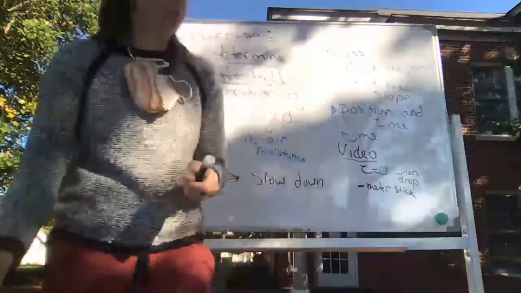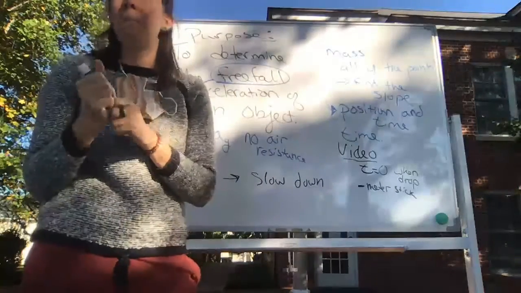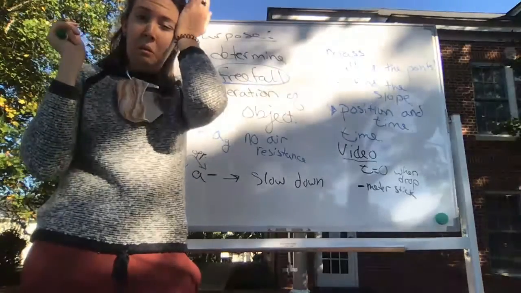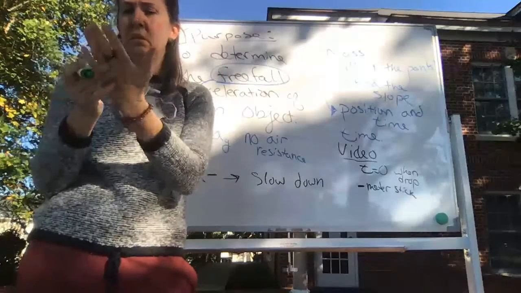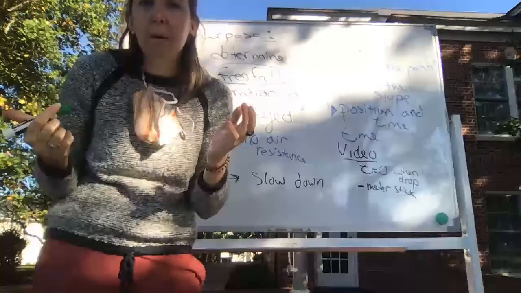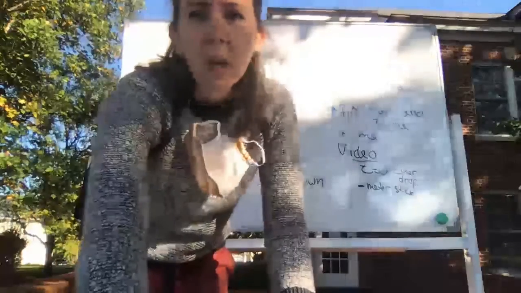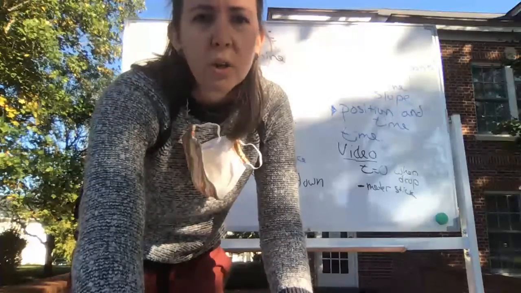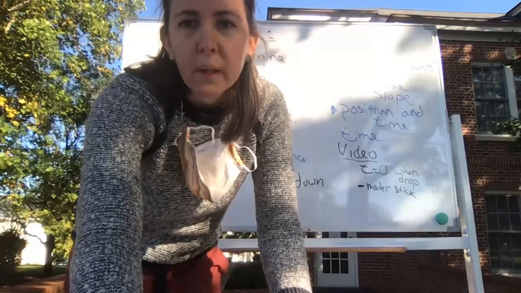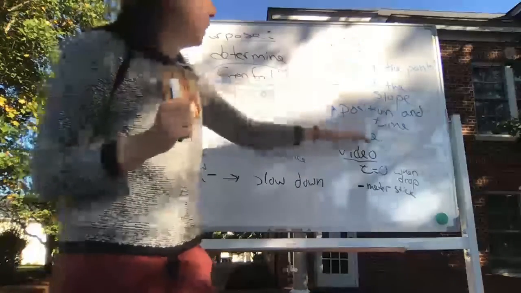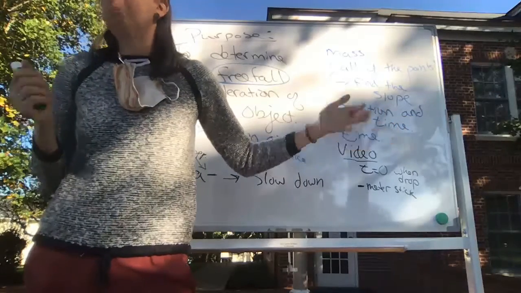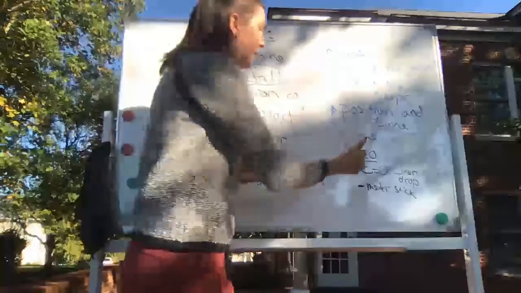What's another way that you could get the position and time? We did it already this week. Motion detectors. Yeah, absolutely. So you could use a motion detector to get your position versus time graph. Cool. Okay, so video or motion detector?